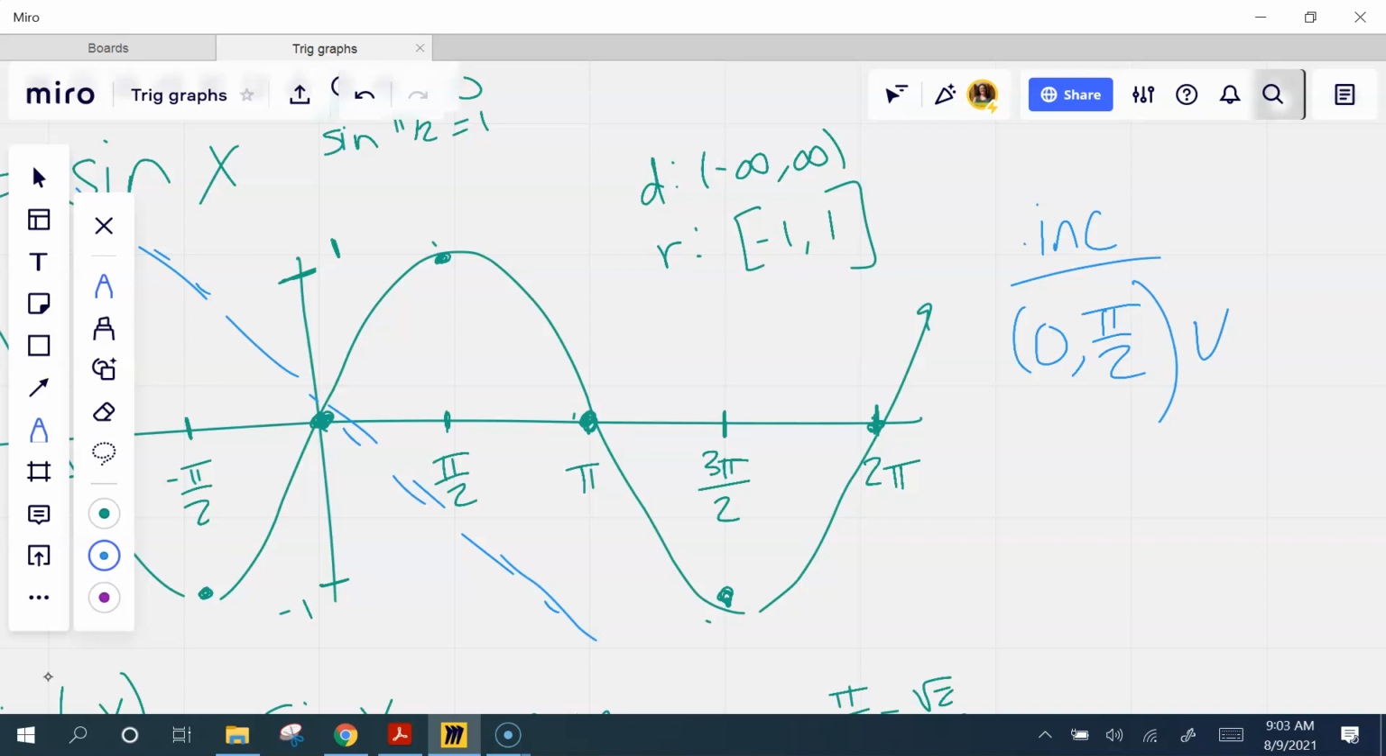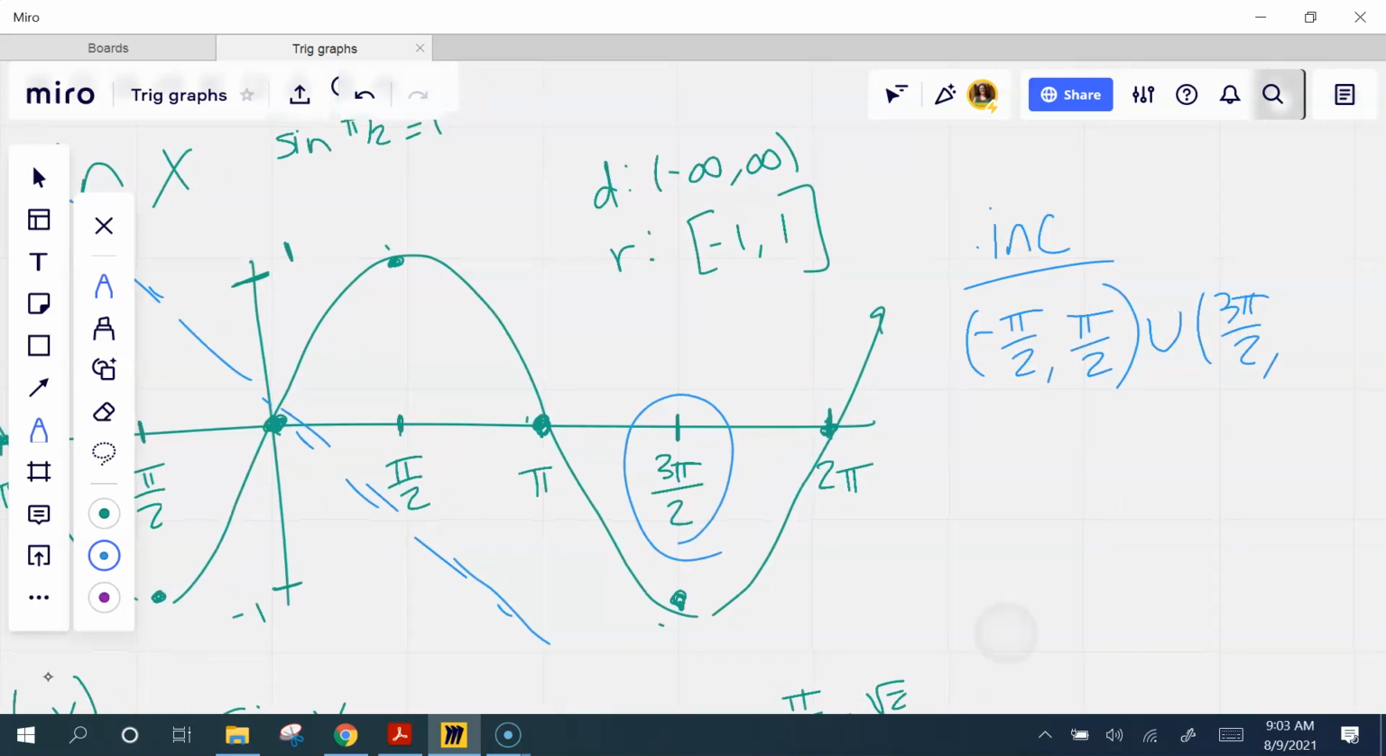You could, in fact, what I'm going to do. Oh, yes. I'm sorry. Let's do negative pi over 2 to pi over 2, and let's join with that 3 pi over 2. So why are these not inclusive? What happens? We're going to talk about that now.